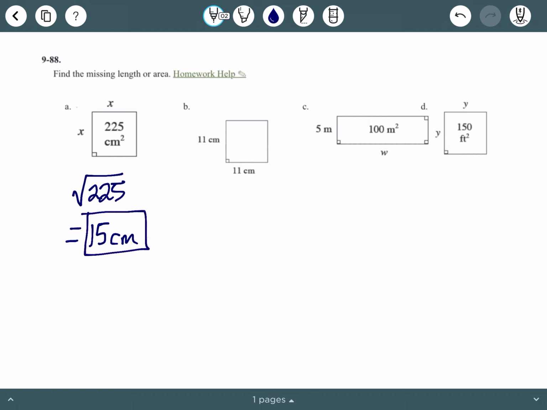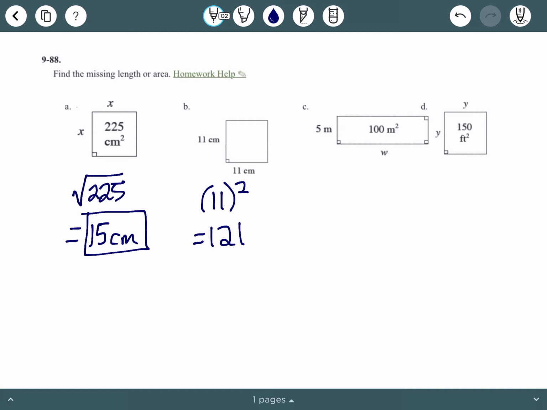Okay, part B. We are given the side lengths of a square. So we see that it is an 11 by 11 square. So you could do 11 times 11, or you could put in 11 squared. It is the same thing. And when you do that, so I'll show here that we're doing 11 squared, or 11 times 11, again, it's the same thing. I'll show that when you do that, it equals 121.